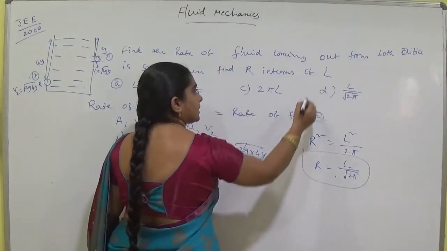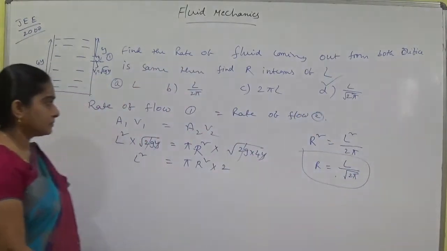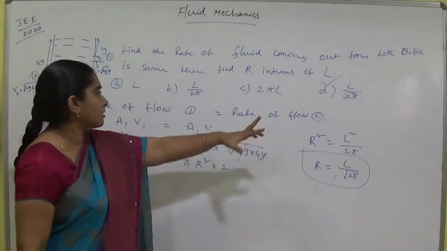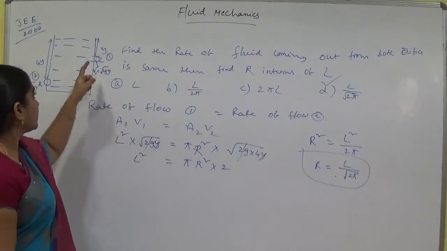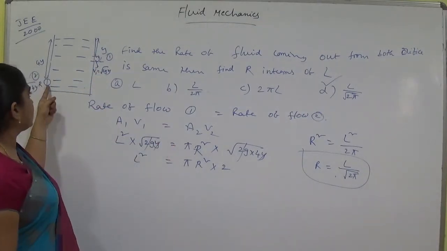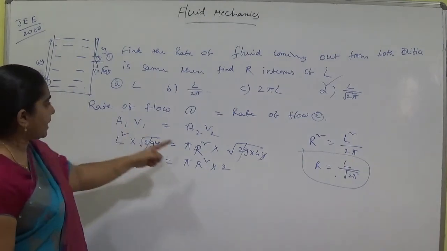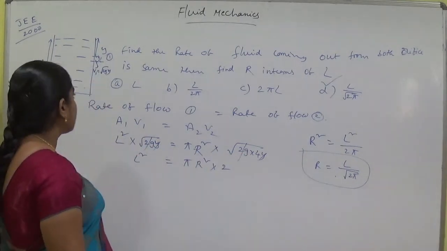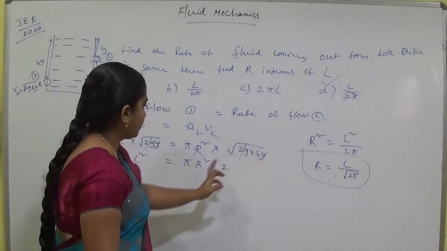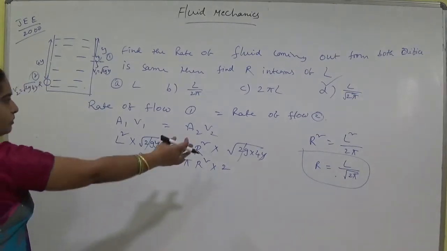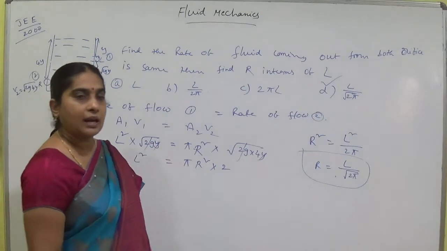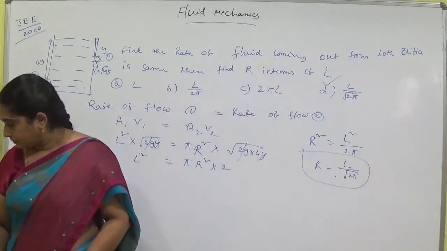So what is the correct answer? D is the correct answer. Rate of flow at 1 is equal to rate of flow at 2, A1 V1 is equal to A2 V2. This is the square, L square into root 2gy. This is pi r square, the area of this circle, pi r square into root of 2g into 4y. L square is equal to, root 2gy cancels, root 4 is 2, pi r square into 2. R square is equal to L square by 2. R is equal to L by root of 2 pi. Next.